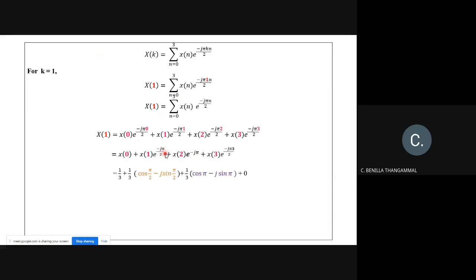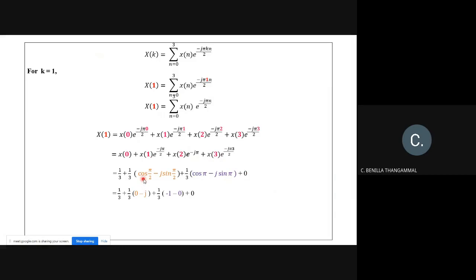So you know it very well, e power minus j x is equal to cos x minus j sin x. That you know it very well. So it is e power minus j pi by 2. I can write it out as cos pi by 2 minus j sin pi by 2. And here this e power minus j pi, I can write it as cos pi minus j sin pi. And this is going to be 0. I'm just making it out as 0.